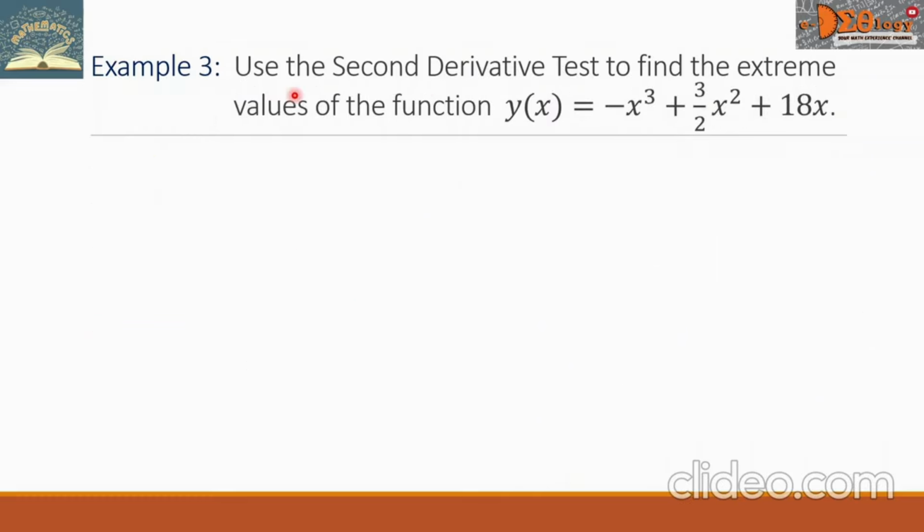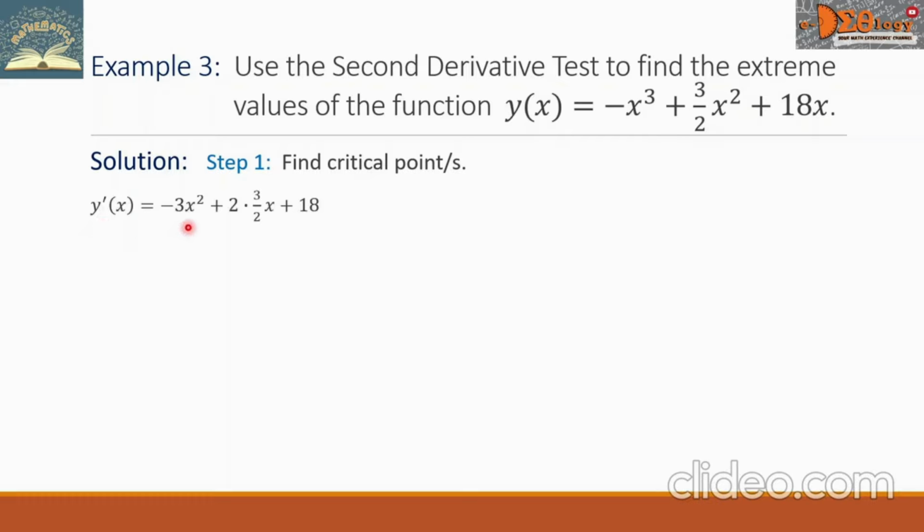Example 3. Use the second derivative test to find the extreme values of the function y of x equals negative x cubed plus 3 over 2 x squared plus 18x. Step 1 is to find the critical points, meaning first step is to get derivative of the given function. Y prime of x equals negative 3x squared plus 2 times 3 over 2x plus 18. So this is the derivative of the given function.